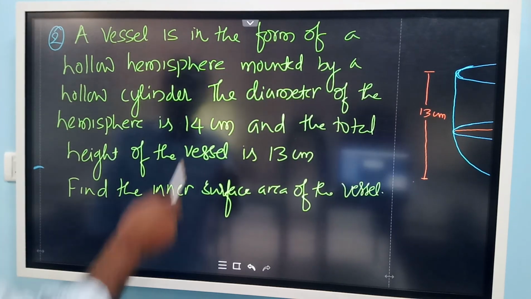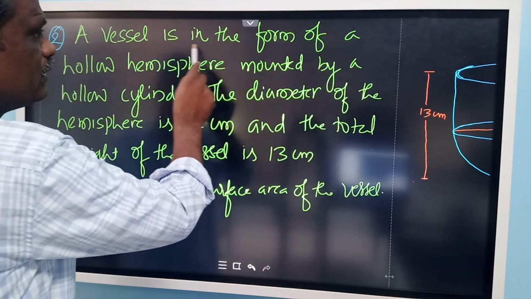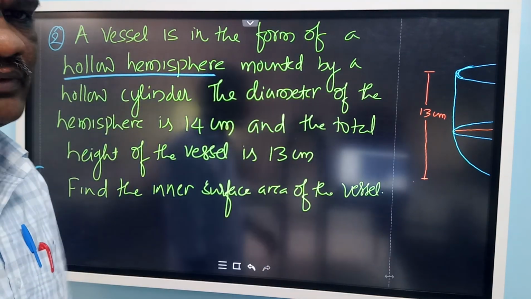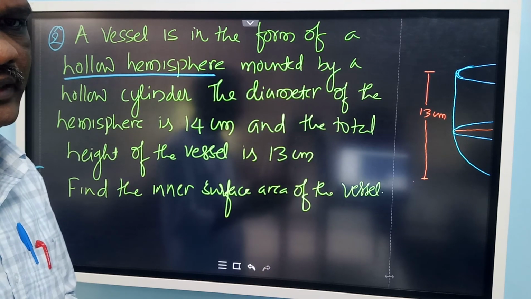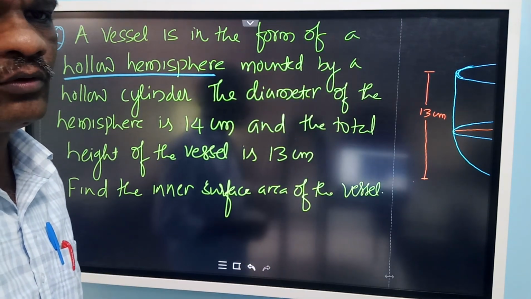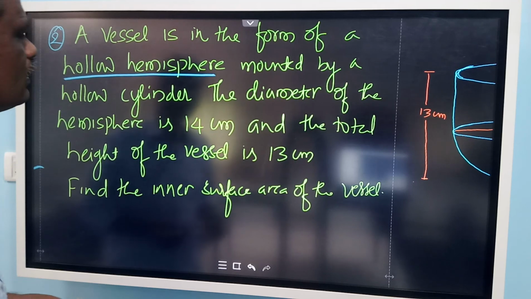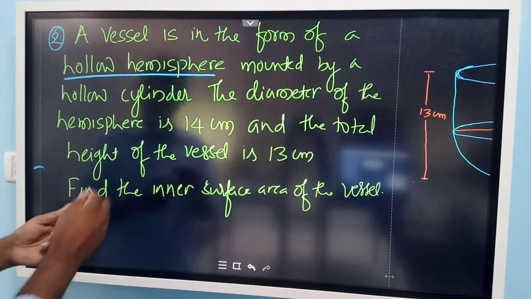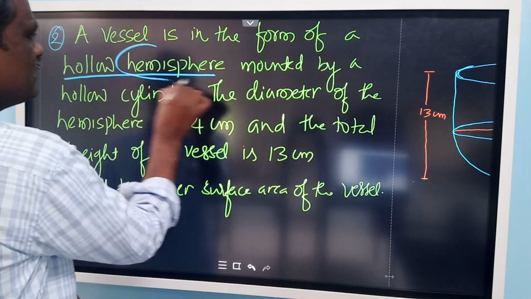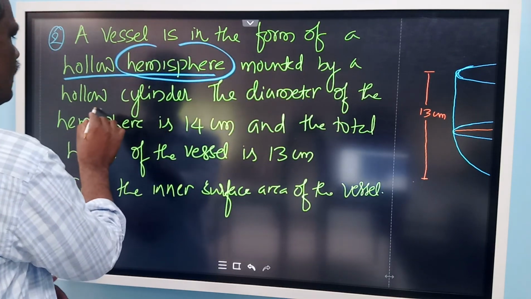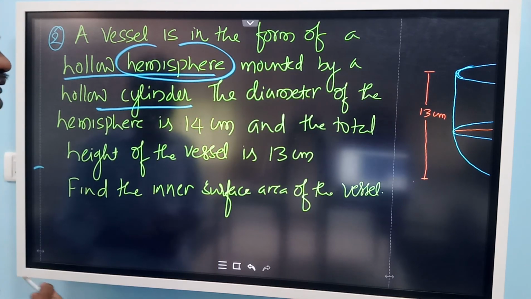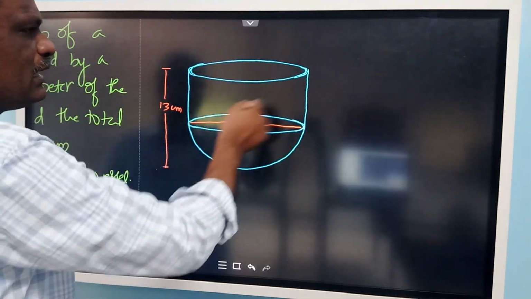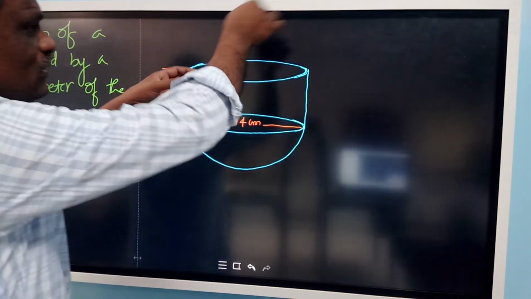A vessel is in the form of a hollow hemisphere. Hollow means it's an empty vessel. So it's not a complete solid. The inside is open and you can fill something into it. It is mounted by a hollow cylinder. See, a vessel in the form of a hollow hemisphere, and over that a hollow cylinder is mounted. So like this, it is a hemisphere. Over that a hollow cylinder is there. That means you can fill something here.